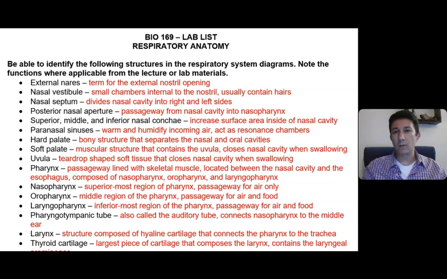So we'll go through this list beginning with the external structures of the respiratory system, because there are really only a few structures that belong to the external respiratory system, and everything else is internalized. The first structure we'll examine here on this list are the external nares, and this is the term for the external nostril opening, that is the initial passageway that's allowing air into and out of the respiratory system by way of the nasal cavity.